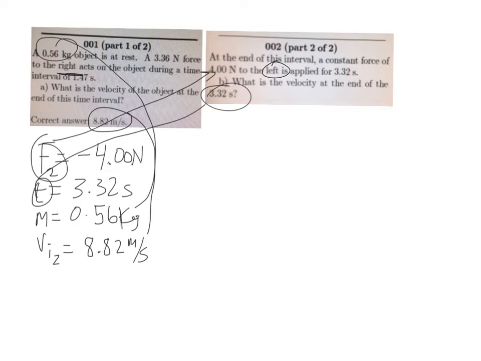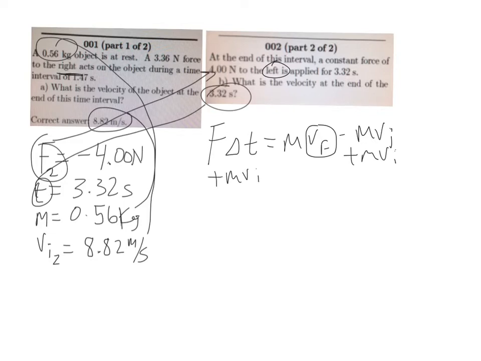Okay, so the first thing we need to establish is force times delta T is equal to mvf minus mvi. Okay, we're going to use the full equation here, and we want to solve for our final velocity. So first off, let's rearrange the equation. I'm going to add mvi to this side, and whatever I do to one side, I got to do to the other.